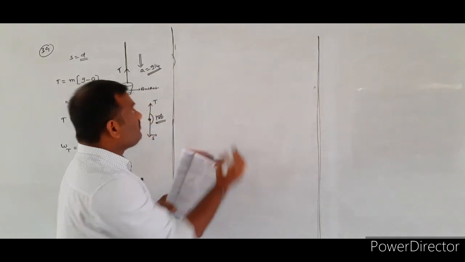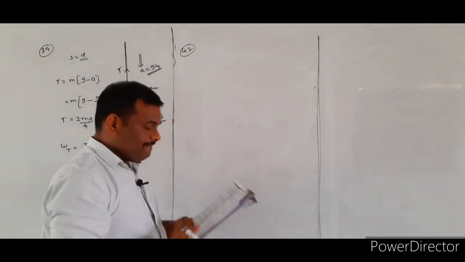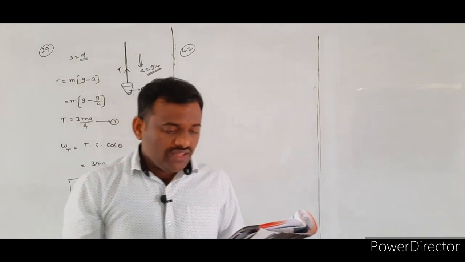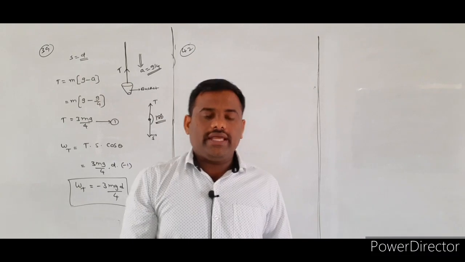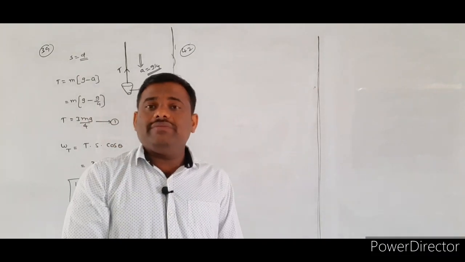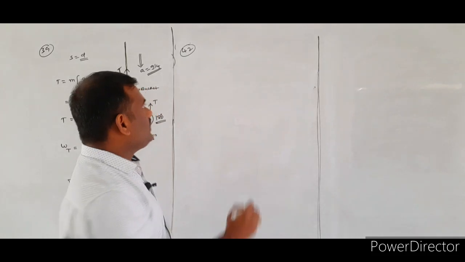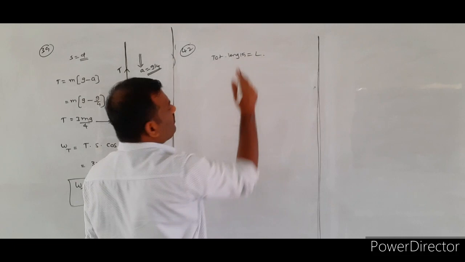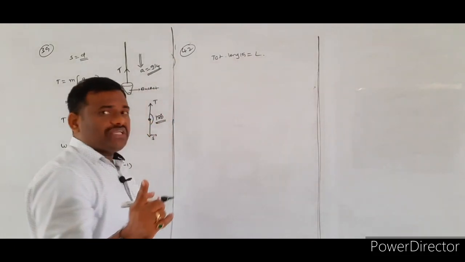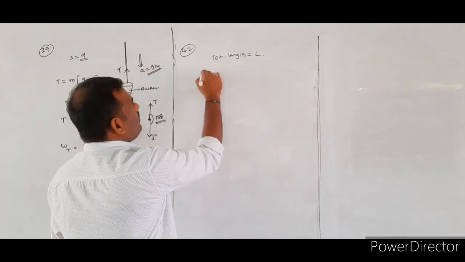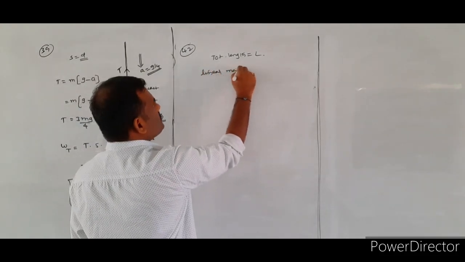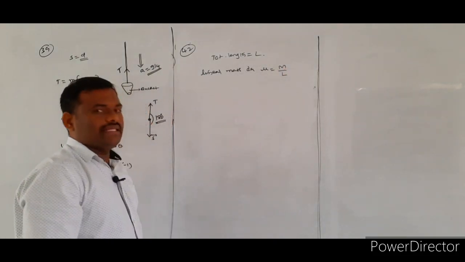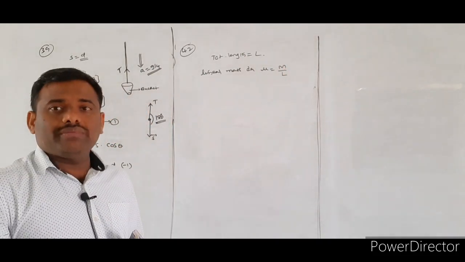Next problem, an important one, problem 40. A uniform rope of length L and linear density mu is on a smooth table with a length of small l lying on the table. How much portion of the length of the chain will be on the surface of the table? Small l. For that, first we will assume the total length of the chain is equal to capital L, and they mentioned the linear mass density. Linear mass density is defined as total mass by total length.